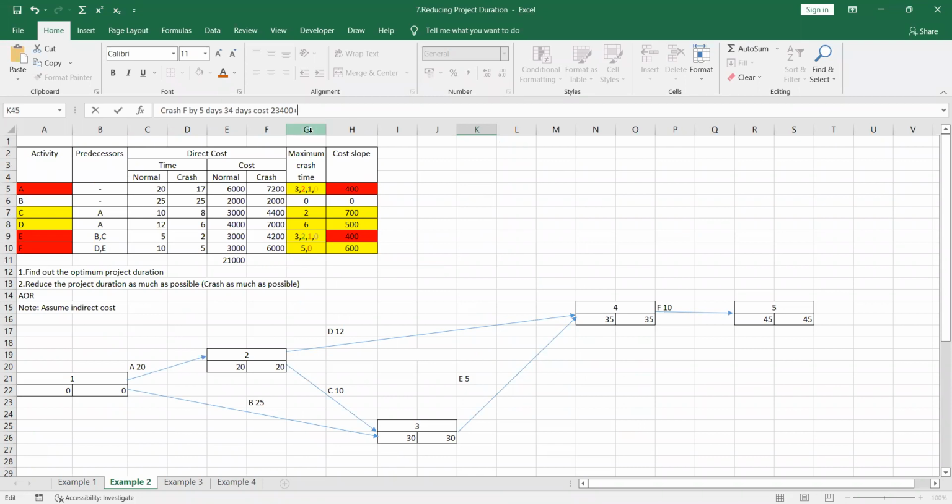That means you have to take this 600, multiply it by the 5 days, right? So by adding this, for 23,400 you have to add 600 multiplied by the 5. That means your cost is how much? 26,400.